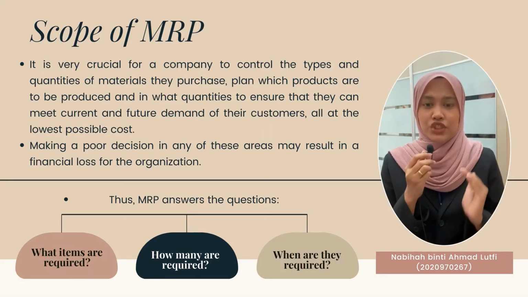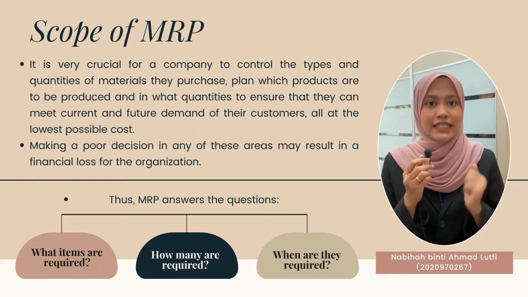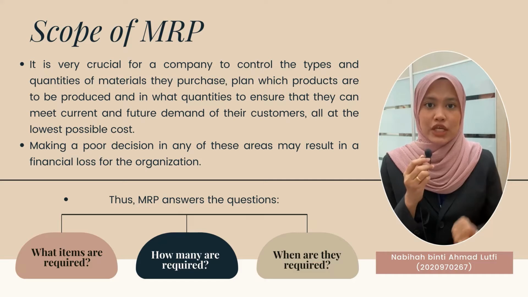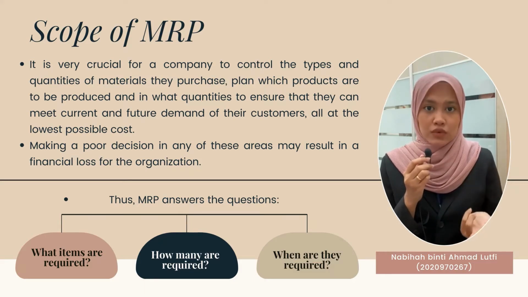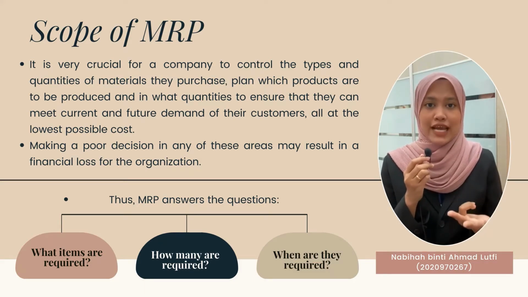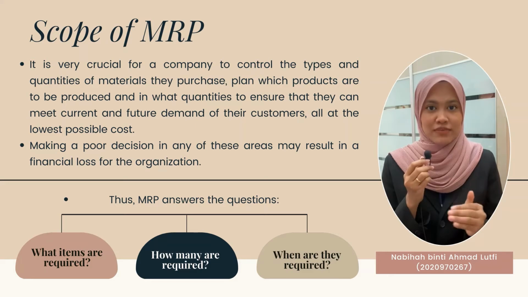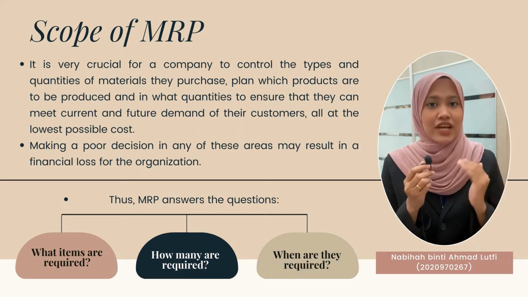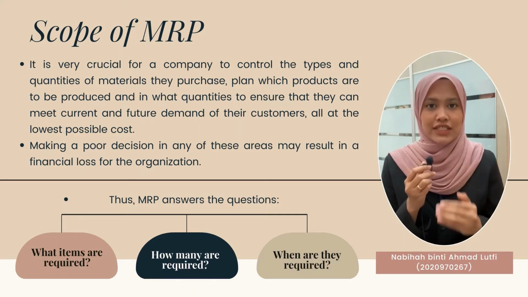It is very crucial for a company to control the types and quantities of material they purchase, plan which products are to be produced, and in what quantities to ensure that they can meet current and future demand of their customers, all at the lowest possible cost. Making a poor decision in any of these areas may result in a financial loss for the organization.